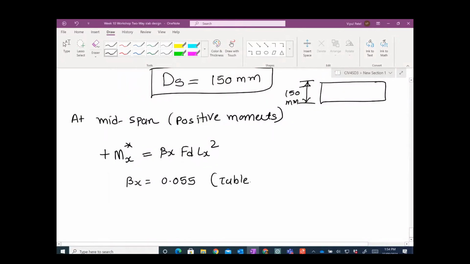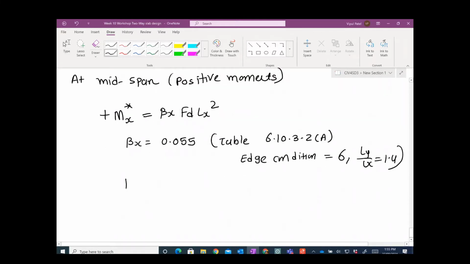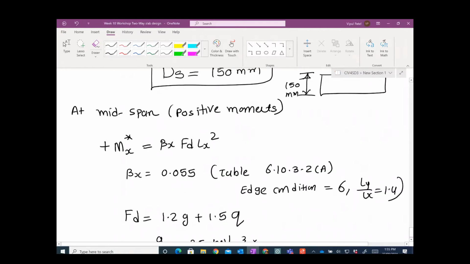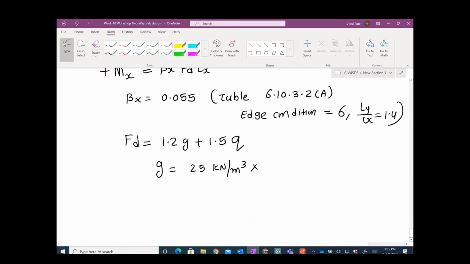That is coming from table 6.10.3.2a, because edge condition equal to 6 and Ly on Lx ratio equal to 1.4. FD value, FD equal to 1.2 G plus 1.5 Q. I think G we need to recalculate, because if you remember we had calculations for 170, but now we are using 150.